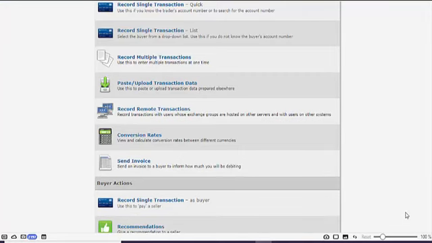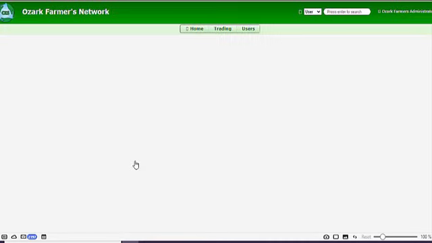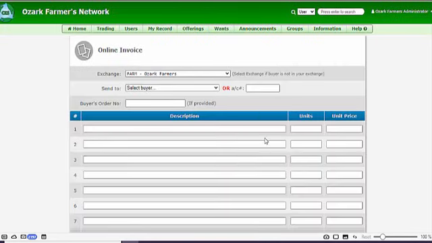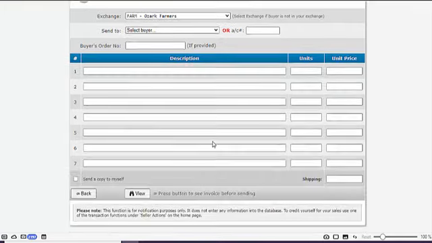The final option for sellers is to send an invoice. This is generally unnecessary, but it could be helpful if there was some discussion between you and the buyer about what the price would be, and you finally agreed and you want to make sure that it is agreeable. So in our exchange, the farm exchange, you would select your buyer here. That's a drop down menu, or you could put their account number. And if there's an order number, you could put that here, and then your description, what the units are, what the unit price is. And if you click here, you could send a copy to yourself.